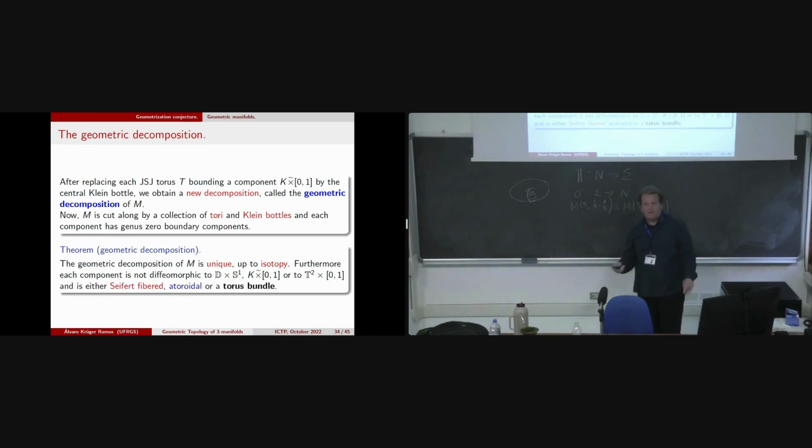And now any component that is left in your geometric decomposition is either Seifert fibered, atoroidal, or a torus bundle. And now you need Sol geometry.